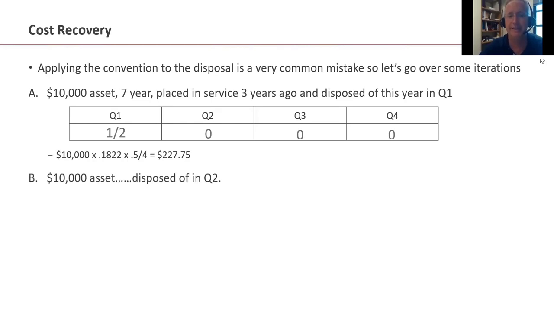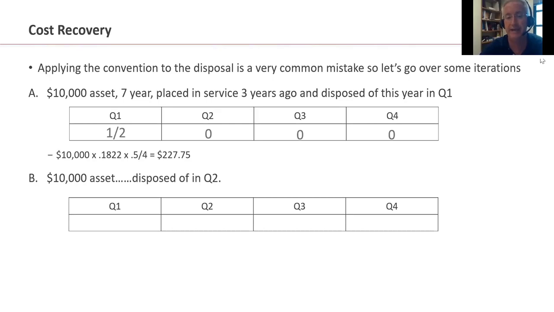All right, let's redo it instead and say we disposed of it in Q2. All right, so here's my quarterly table. How much of the first quarter do I get? Well, I get all of the first quarter. I didn't dispose of it in the first quarter, so I get all of it. But I did dispose of it in the second quarter, so I only get half of that quarter under the mid-quarter convention. In the third and fourth quarters, I didn't own it anymore. I don't get any depreciation. So when I'm thinking about the ratio that I need to use for the disposal of this asset, it's 1.5 over 4. So hopefully you can see how that works.